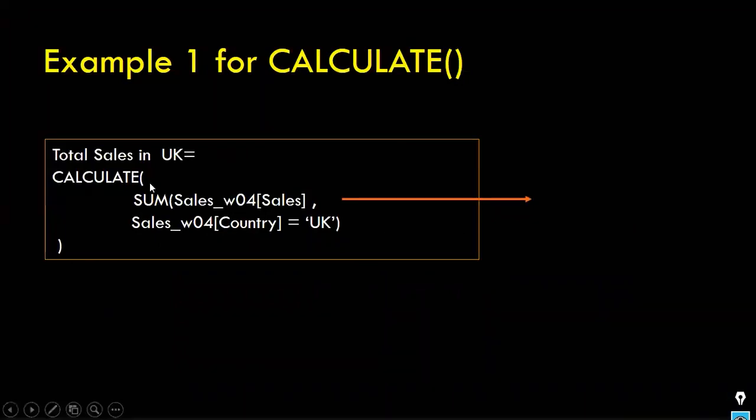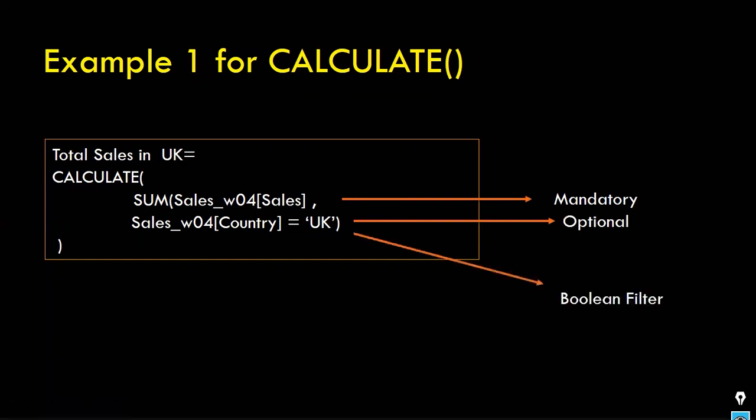So in this case, what is the syntax for the CALCULATE function? The first argument is supposed to be your expression. It is mandatory. And the second argument is your filter. In this case, I have used the Boolean filter. What is that? It is optional, but in this case, I've used the Boolean filter.